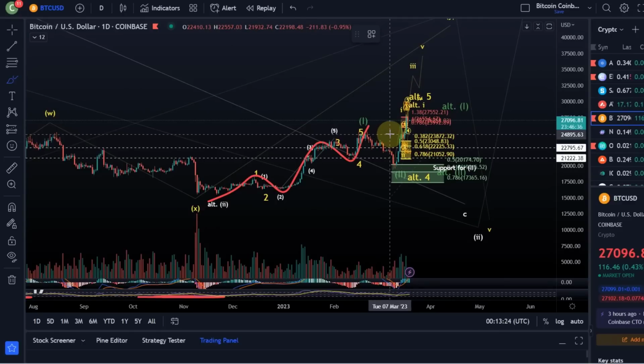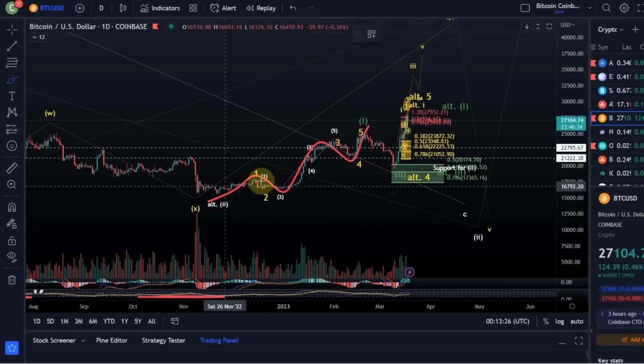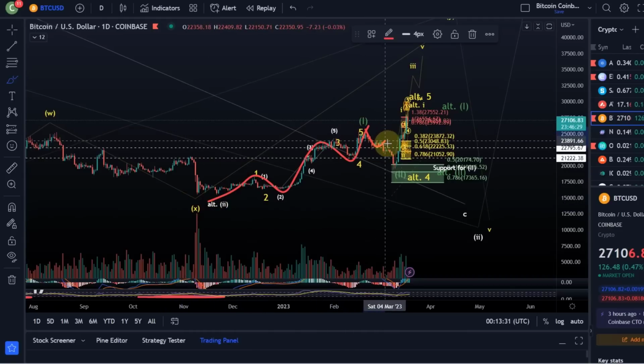So we do it as we always do it. We take it level by level, but the trend is up. Yeah, I've mentioned it so many times. We've had 5 waves up. We've had a correction down in a wave 2.